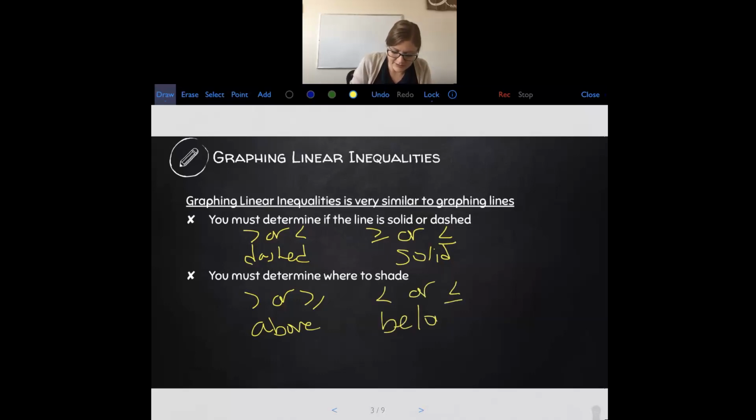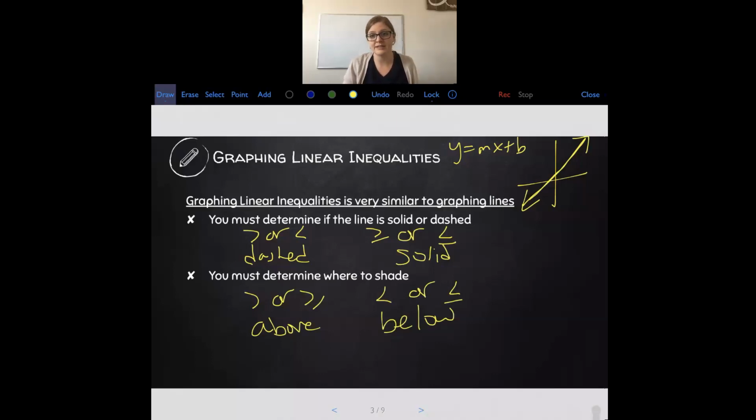It's above if it's a greater than or equal to, and it's below if it's a less than or equal to. Okay, so one note, when we were graphing lines in the form of y equals mx plus b, all of the ordered pairs along the line, so all of the xy pairs, would satisfy this equation. Similar to when we solved inequalities before, our solution was a set of numbers. When we graph linear inequalities, our solution is going to be a set of ordered pairs, and the way that we denote all of the ordered pairs that satisfy the inequality or make it true is to shade.